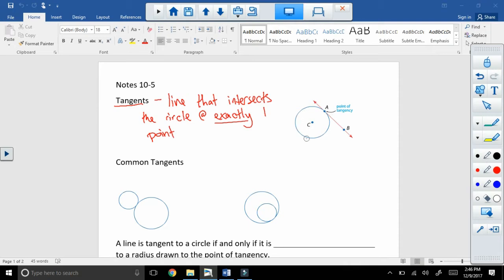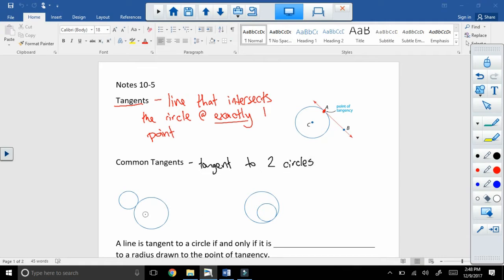So looking over here at circle C, you can see that line AB is tangent to circle C, and the point of tangency is point A. Some of the questions are going to ask you about common tangents. Common tangents are tangent to more than one circle. And the ones you're going to do are going to be tangent to two circles at the same time.